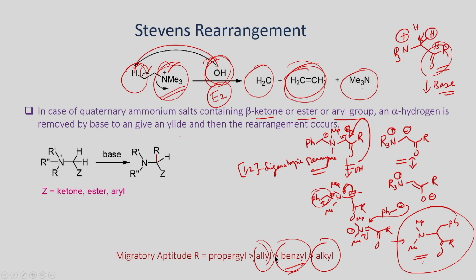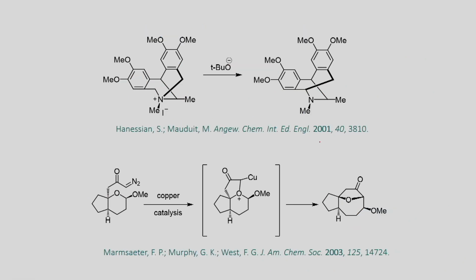Now, if you do not have beta hydrogen or beta ketone or ester, let us look at some of the recent literature for the Stevens rearrangement. Here a quaternary ammonium salt is shown, which you react with this base, tertiary butoxide. As we have just seen, if you have an aryl substituent at the beta position, since both are the same, the base can deprotonate the benzylic CH bond, and you'll be able to make the corresponding anion.